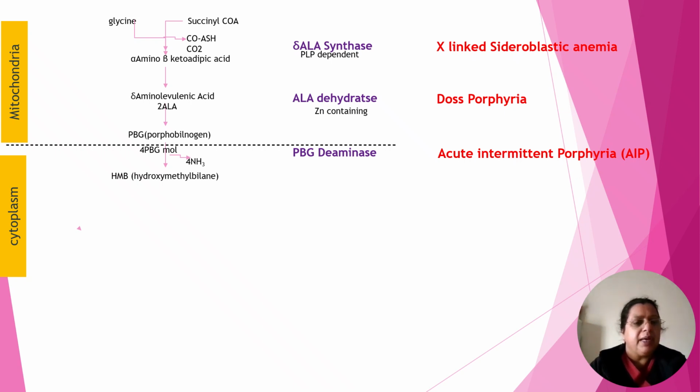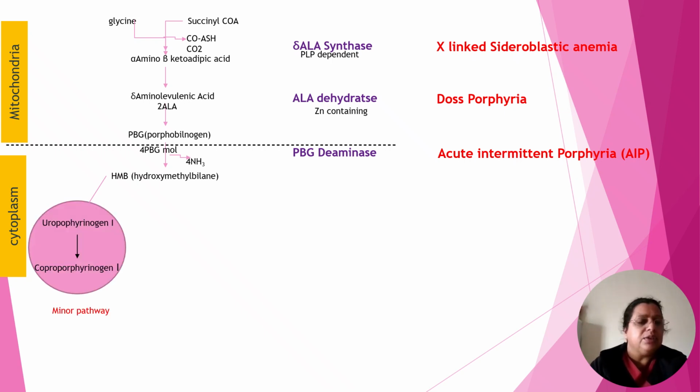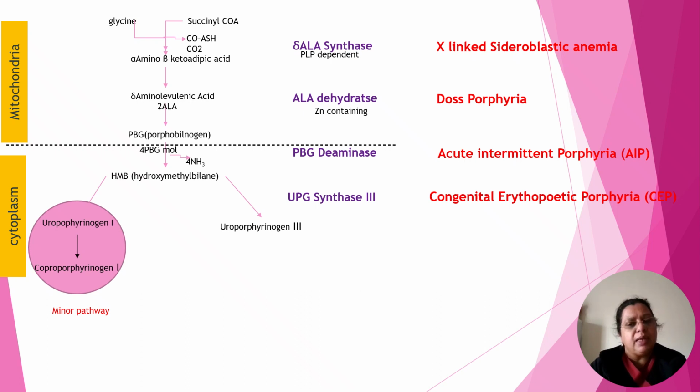Now this hydroxymethylbilane can undergo 2 fates. Either it will follow a minor pathway or a major pathway. When it follows the minor pathway, it goes into the formation of uroporphyrinogen 1. And this uroporphyrinogen 1 is converted into coproporphyrinogen 1, and this constitutes the minor pathway of the porphyrin synthesis. The major amount of hydroxymethylbilane goes into the major pathway, which leads to the formation of uroporphyrinogen 3, and the enzyme for this is uroporphyrinogen 3 synthase. Deficiency of this enzyme leads to congenital erythropoietic porphyria.